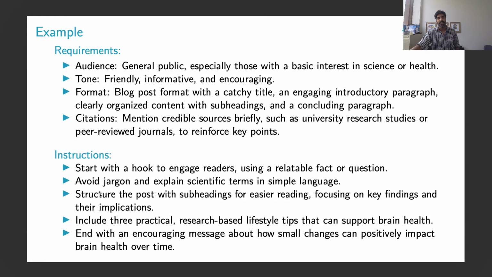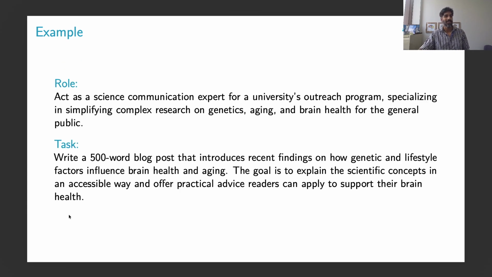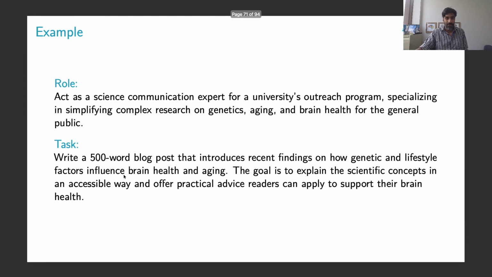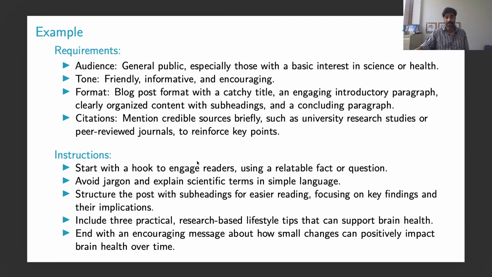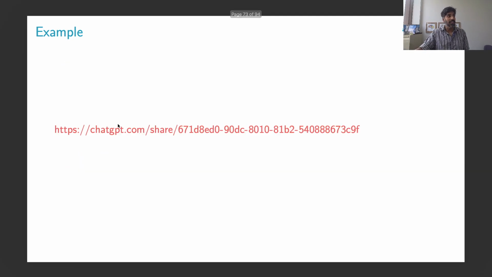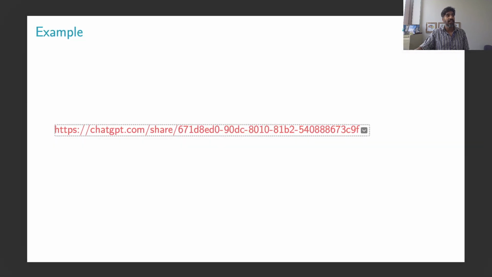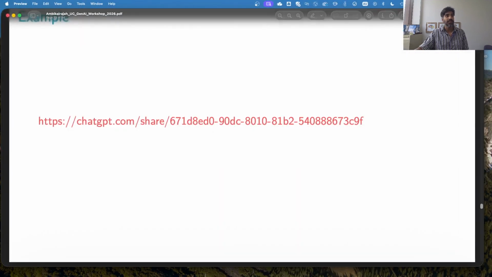Now, you may be thinking, how clever of Anandin to have created this whole role, task, requirements, and instructions for this prompt. But really, I just asked AI to create a prompt for me regarding a blog post using role, task, requirements, and instructions. And so it created this structure that I modified and then was able to use within here. So here is the example of what it looks like with the prompt.